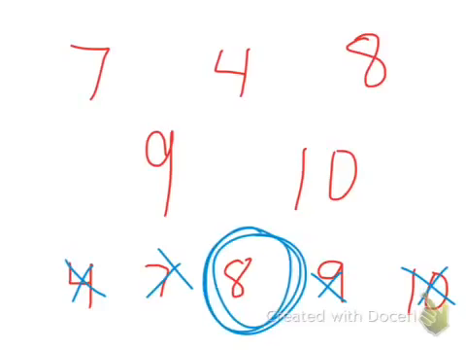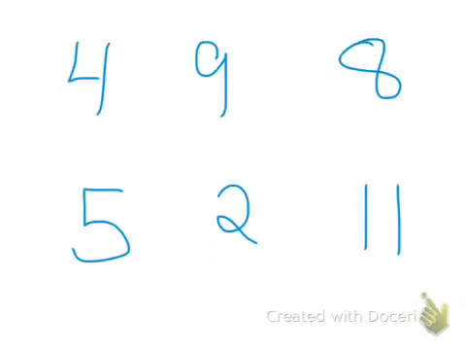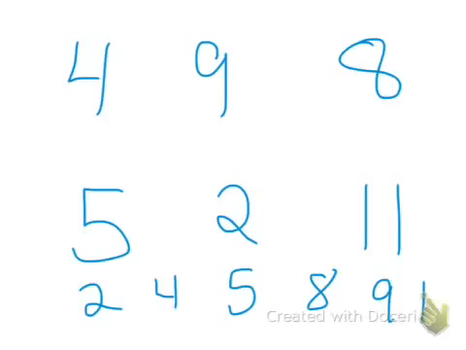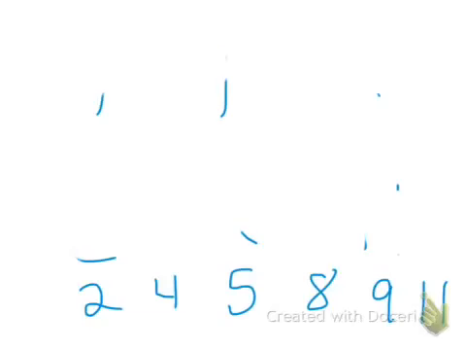Let's try one more. This is a little tougher. So here's the next one. 4, 9, 8, 5, 2, and 11. So, pause, solve for the median. Okay, so first thing we need to do is put them in order. So it's going to be 2, 4, 5, 8, 9, and 11. I'll just erase the rest of them, get them out of my way. Then I cross out 2 at a time. So, cross out the 2 and the 11. Cross out the 4 and the 9. And what we're left with is 5 and 8.